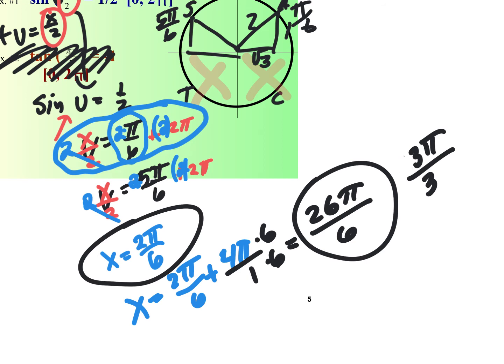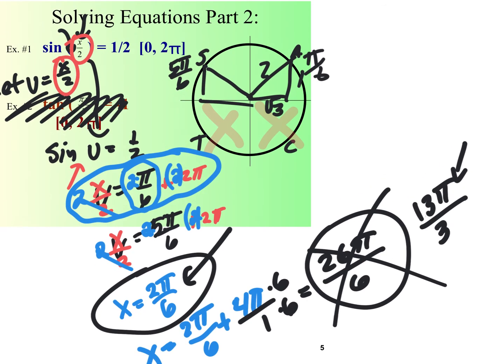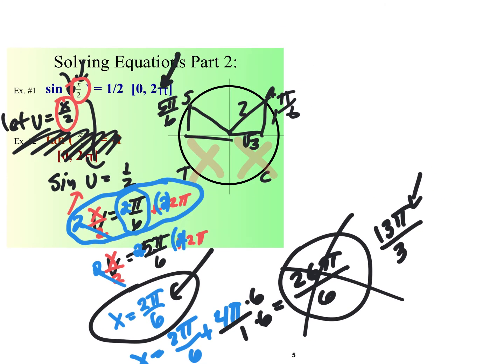Is 13 pi over 3 less than 2 pi? No. If our answers are supposed to be between 0 and 2 pi, this one is, that one's not. It's too big. That means this is too big. Gotta throw it out. Yes? But since the period was stretched, because it's a stretch of 2, then wouldn't the period become 4 pi, which means if it's less than 4 pi, it's fine? Nope. The original rules apply. It says it's gotta be between 0 and 2 pi. The answers you give have to be between 0 and 2 pi.